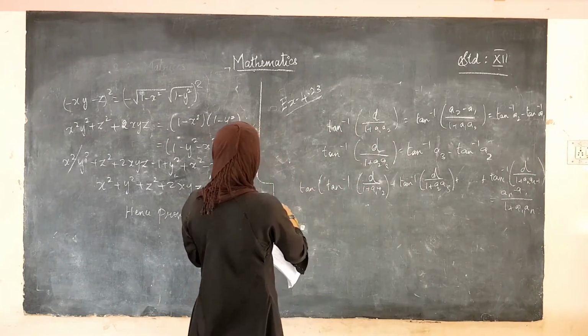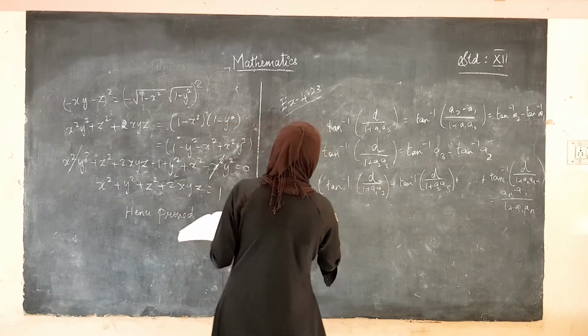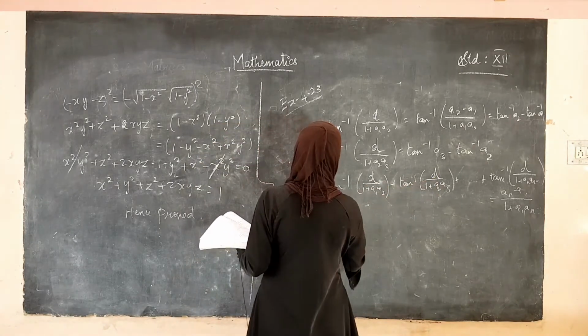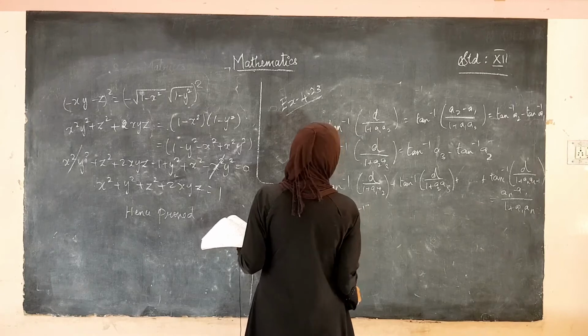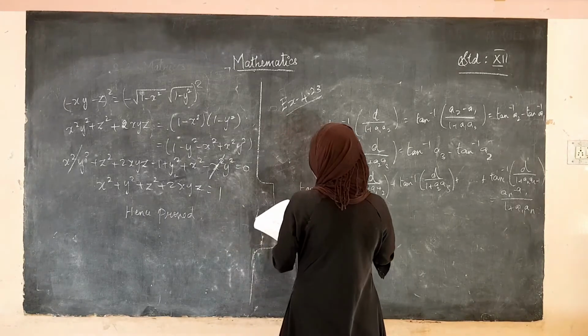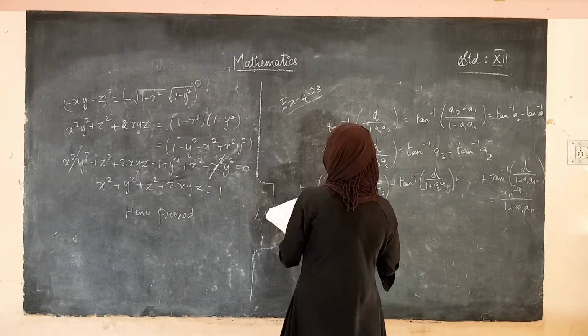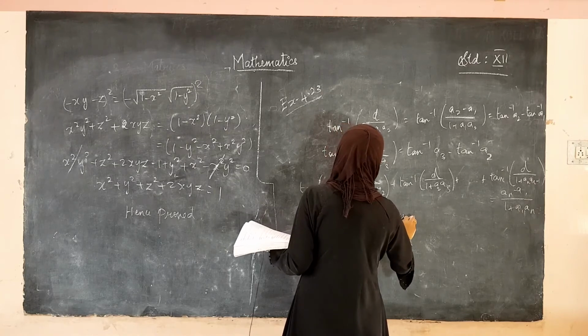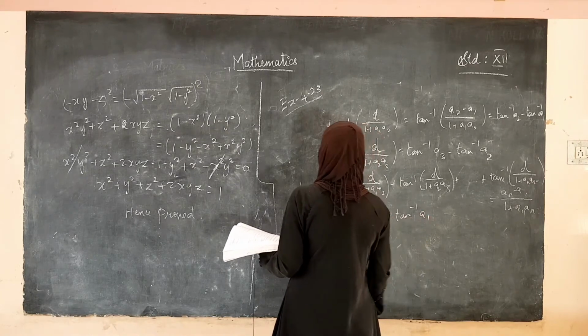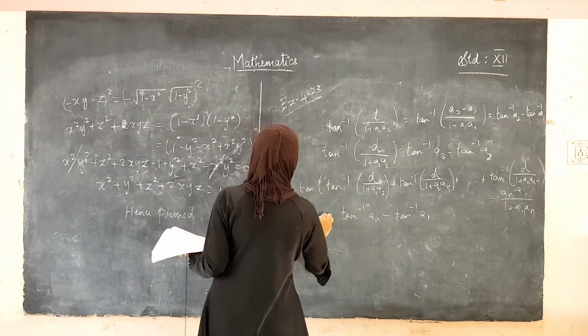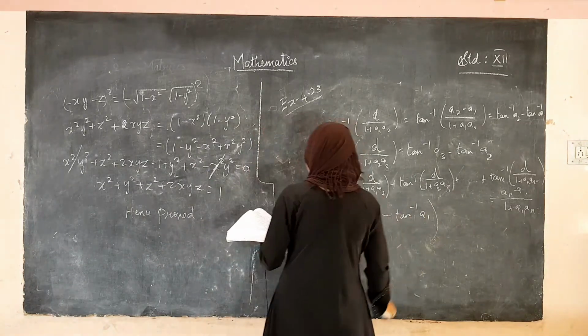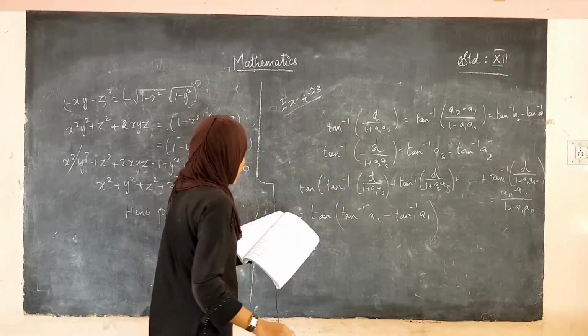So, what happens when we move on like this? The term here will be tan inverse of an minus the first term, tan inverse of a1. Okay, this is tan of this term.